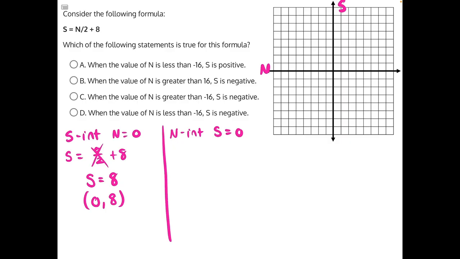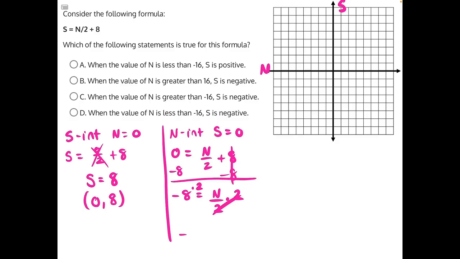Then over here, we will have s, or 0, is equal to n divided by 2 plus 8. We'll need to use opposite operations. 8 is being added to n, so we'll subtract 8 from both sides. These will cancel, leaving us with negative 8 is equal to n divided by 2. n is being divided by 2, so the opposite operation is multiplying both sides by 2. These 2's will cancel, leaving us with negative 8 times 2, which is negative 16, or the coordinate point negative 16, 0. Now that we have our two intercepts, I will graph them and be right back.